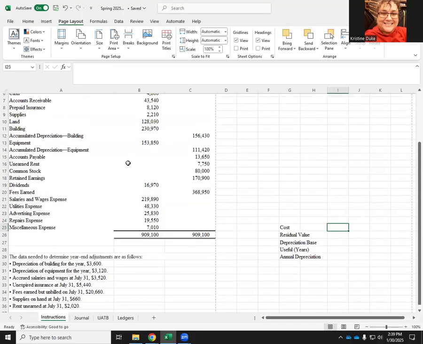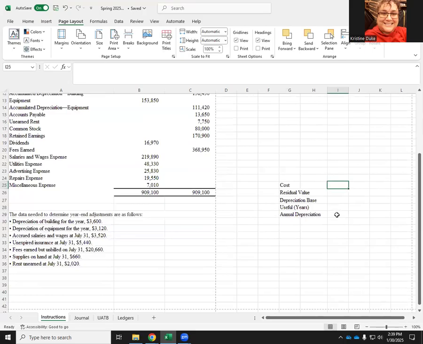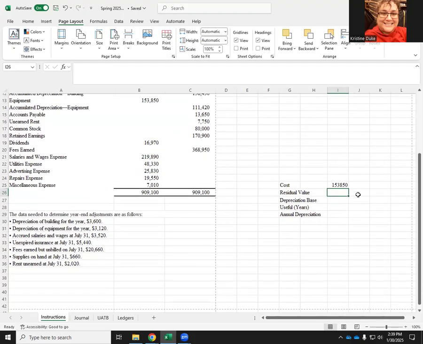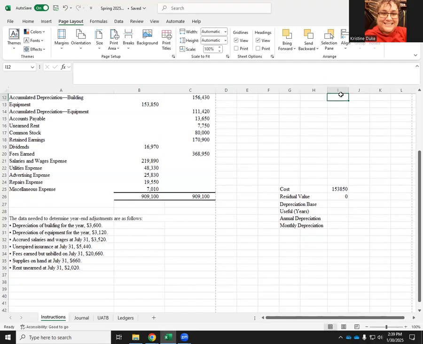So basically, my equipment has a cost of $153,850. They're telling me my annual depreciation. Is this my annual? It doesn't tell me if it's annual or monthly. We'll figure it out. And then I have a monthly. We're going to pretend, and this is why I don't have all the information, that it has a 0 residual value.